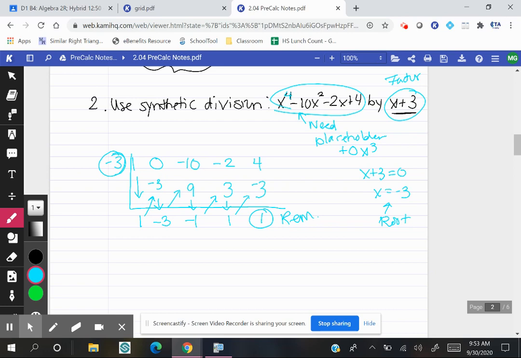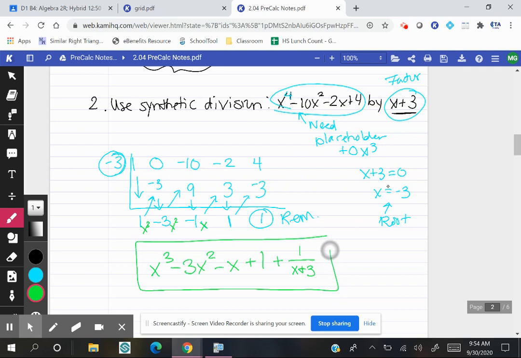So my answer, I can't take it any further to find any zeros or anything like that. I would just have my answer here, and remember it should always end up being 1 less than your highest exponent, but the last number here is your constant. Then add your x squared, x to the 3rd. So our answer would be 1x to the 3rd minus 3x squared minus x plus 1, and then you add your remainder over your factor. So x plus 3 would be our final answer.